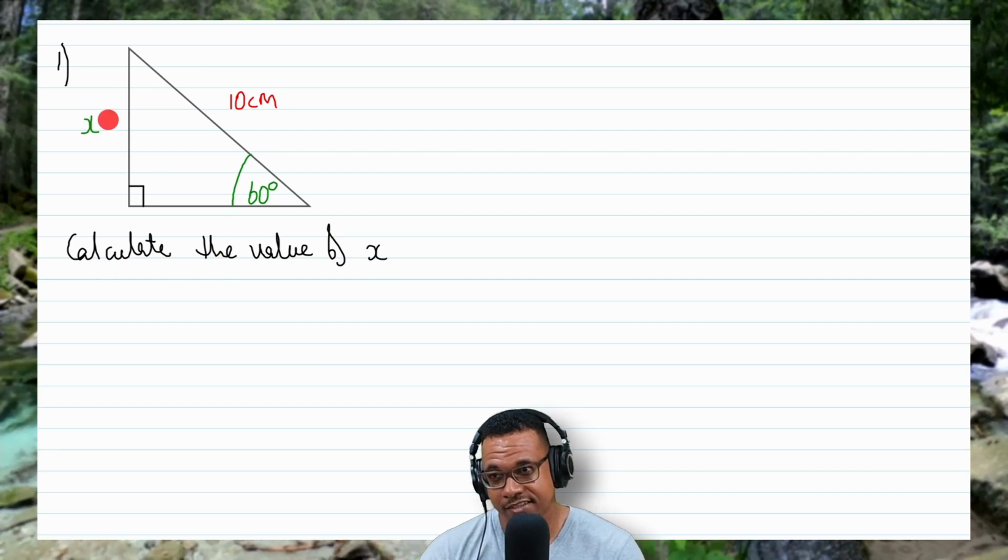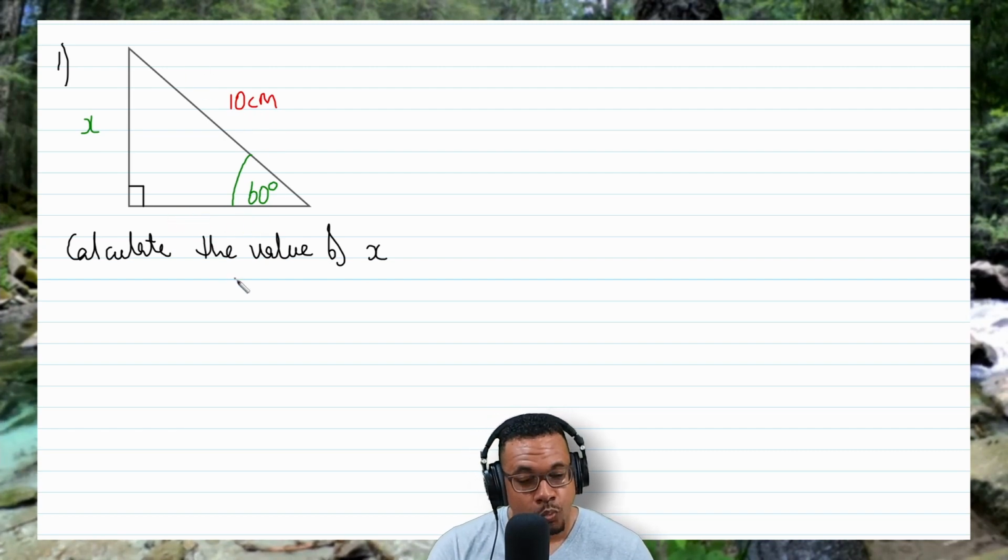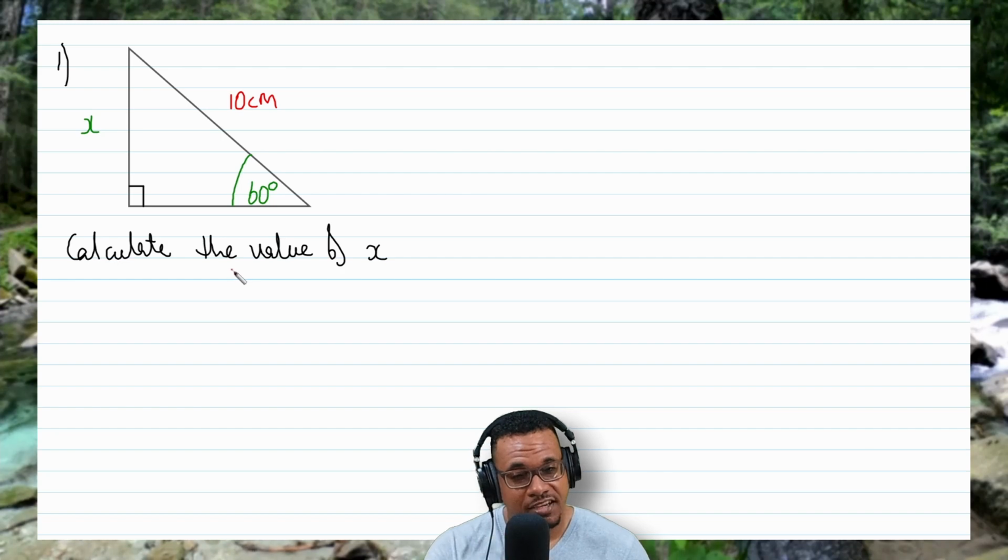So x is the length of this side here. We have this 10 centimeters, the length of this side here. And of course, we don't know the length of this side. Now, with a right angle triangle, if you had two sides, you can use Pythagoras' theorem to find the missing side. Why are we not using Pythagoras' theorem here? Because we only have one side and two sides are missing, so we cannot use Pythagoras' theorem to find this missing side. And that is why we are turning to the trig ratios.